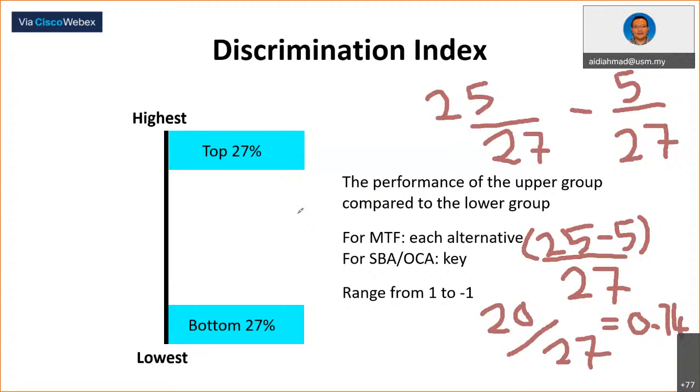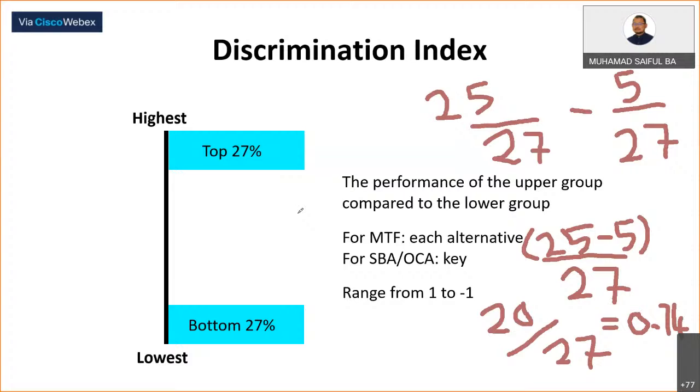If 100% of the lower, poor students got the answer correct, and 100% of the top students got the answer wrong, sorry, that indicates you need to check their answer key. Something is wrong. If the value is zero, it means no difference, no good. No difference.